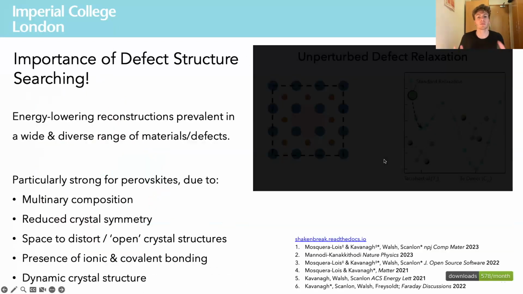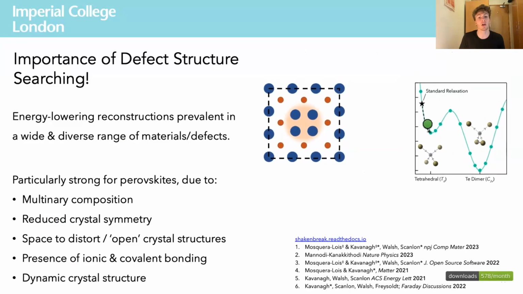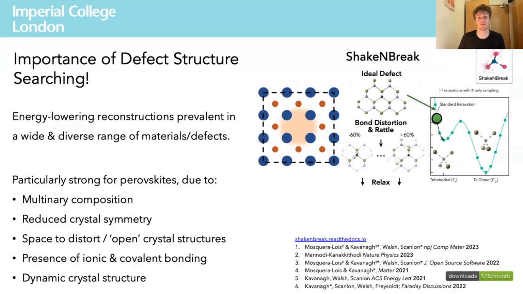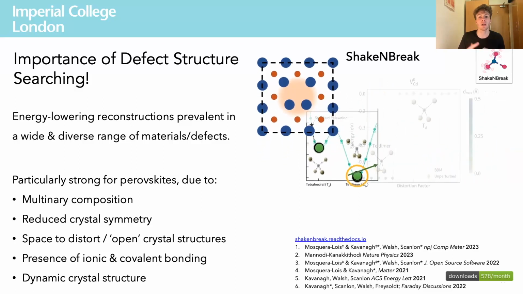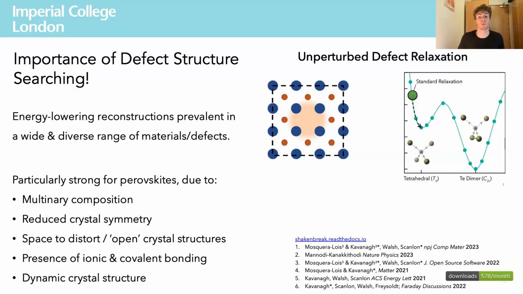So the key takeaway from this whistle-stop tour is that symmetry breaking and energy lowering reconstructions are prevalent across defects in essentially all solid materials, and that this behavior is crucial to obtaining accurate predictions of defect properties. This is particularly relevant for perovskites due to their multinary composition, reduced crystal symmetry, open and dynamic crystal structures, and presence of both ionic and covalent bonding, all of which contribute to having a more complex potential energy surface and thus more possibility for local metastable minima.